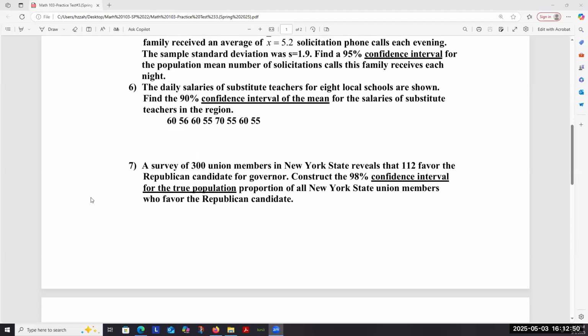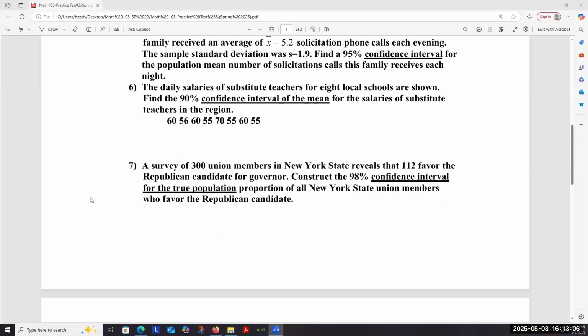So let me bring up the practice test again. We are going to go to problem number 7. This is about the proportion, so read it carefully, because the other ones were about the mean. Just make sure you know what we are doing.